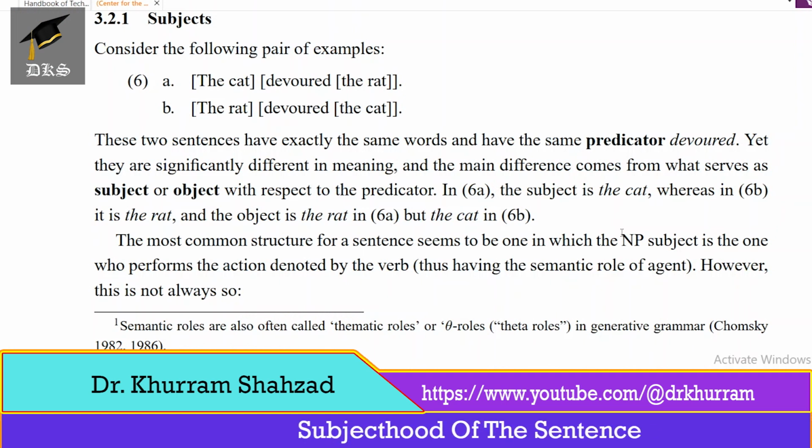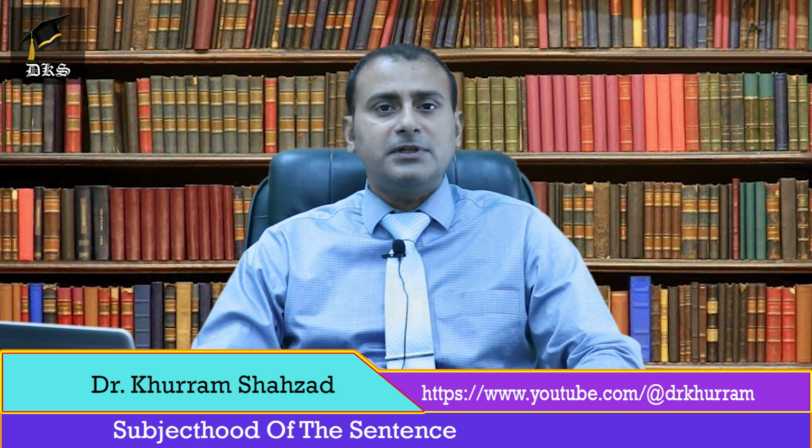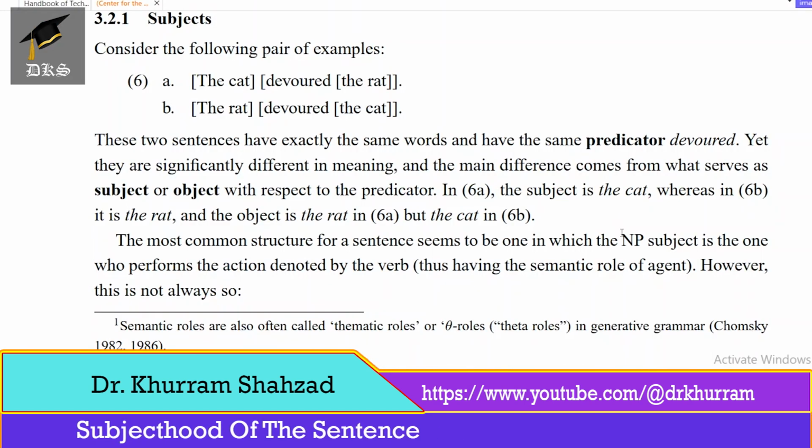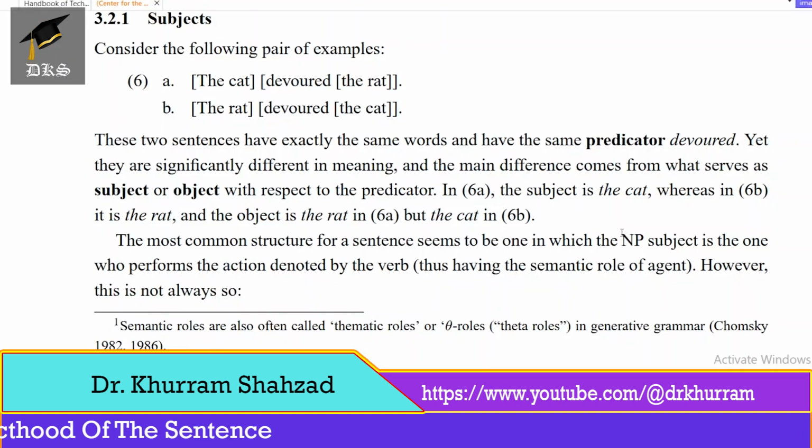Consider the following pair of examples. According to Peter Sells, the cat devoured the rat. The rat devoured the cat. Devoured means eating. These two sentences, of course, have exactly the same words or the same predicator, that is devoured. Yet they are significantly different in meaning, and the main difference comes from what serves as subject or object with respect to the predicator.